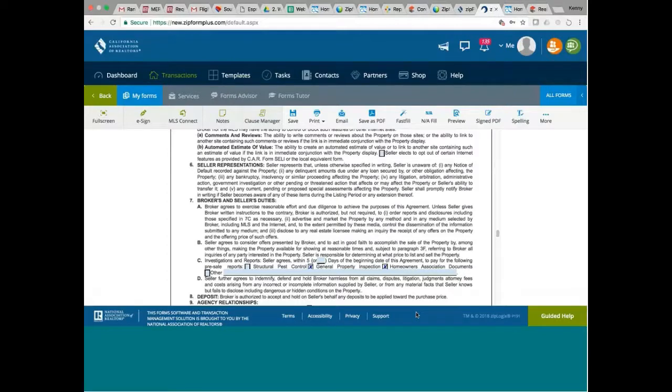The broker's responsibility, on the other hand, will be to exercise effort and due diligence to accomplish the purpose of this agreement. And the seller authorizes the broker to order reports and disclosures. Okay? Say, for example, there are certain things that we think are necessary to sell the property. We'll check them here. In this case, property inspection and HOA docs.